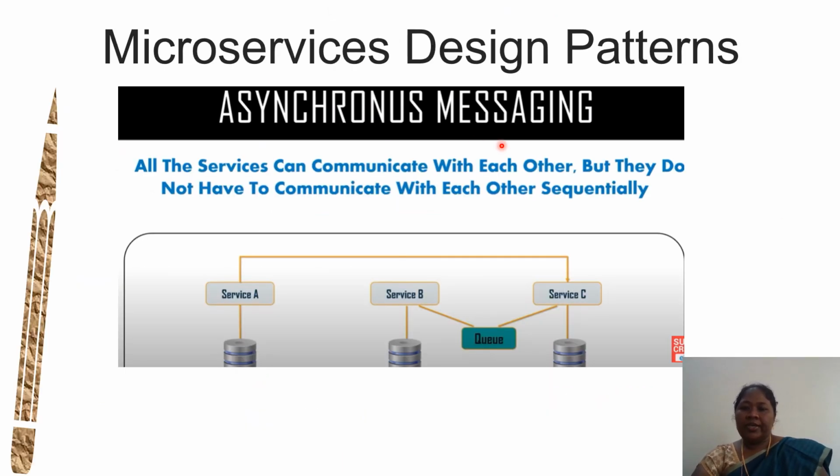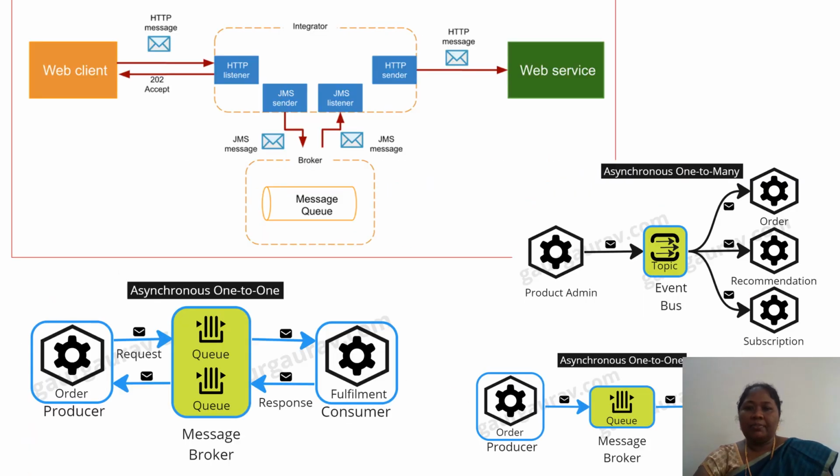The next architecture based design pattern of microservices is asynchronous messaging. So what does asynchronous mean? All the services can communicate with each other, but they do not have to communicate sequentially. For example, you can straight away go to page number N if you know the product ID, or any particular shop you want to browse. No need to go through step by step. Straight away you can go to that particular module and start, or make a request. That kind of messaging system also is supposed to be there in your design pattern.